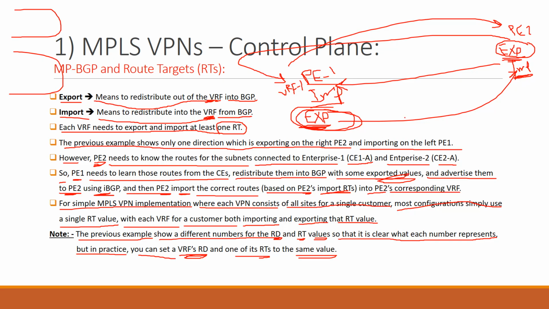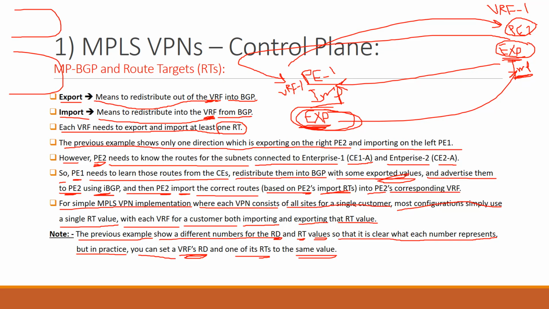You can use the RD, let's for example say BE2. We are configuring VRF1. We can configure the root distinguisher and one of the root targets, or both, the export and import, same as the root distinguisher. If we are going to connect the same sites for the same customer only, we can use the RD value as the RT import and export values.